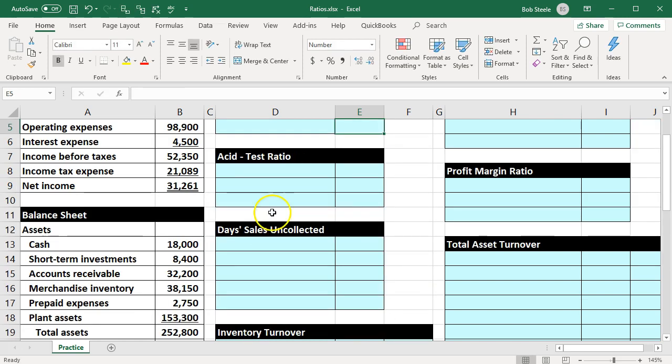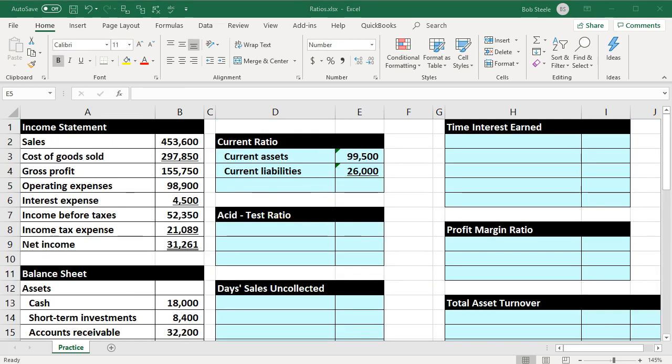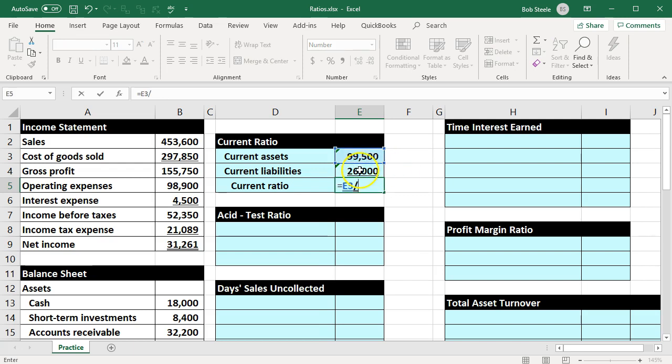And we'll say enter. So then we're going to calculate our current ratio, and the current ratio will then be the 99,500 divided by the 26,000. So we're going to say this equals the 99.5 divided by the 26,000. That's going to give us our 3.8. So we can basically pay off 3.8 times the current liabilities with current assets.